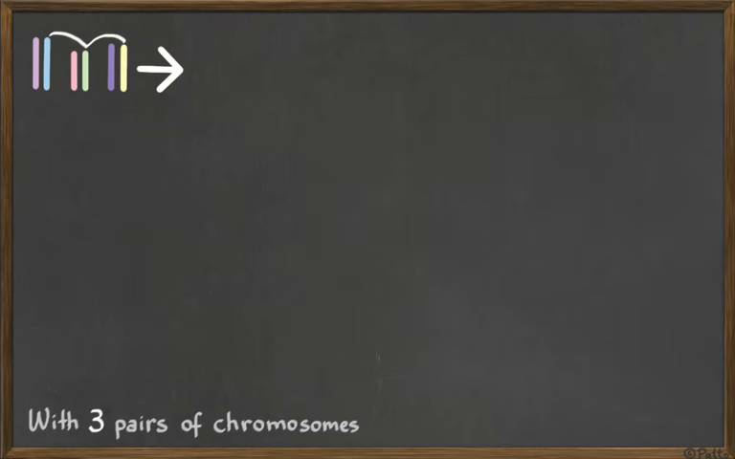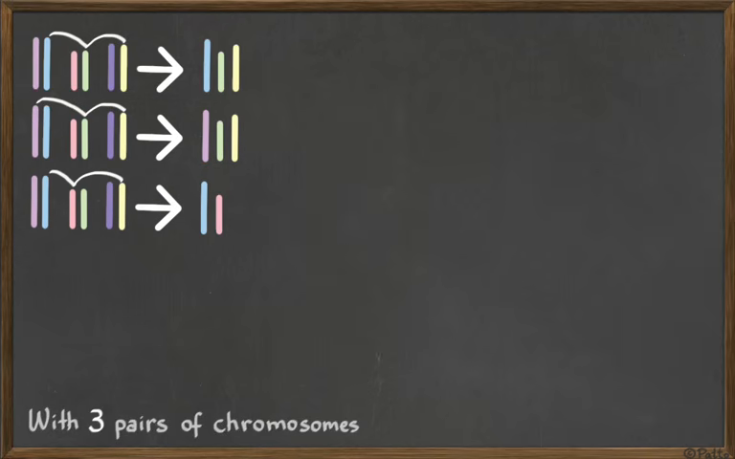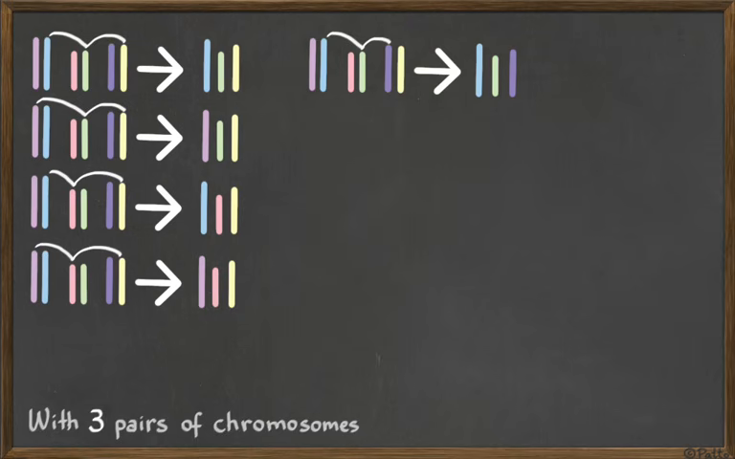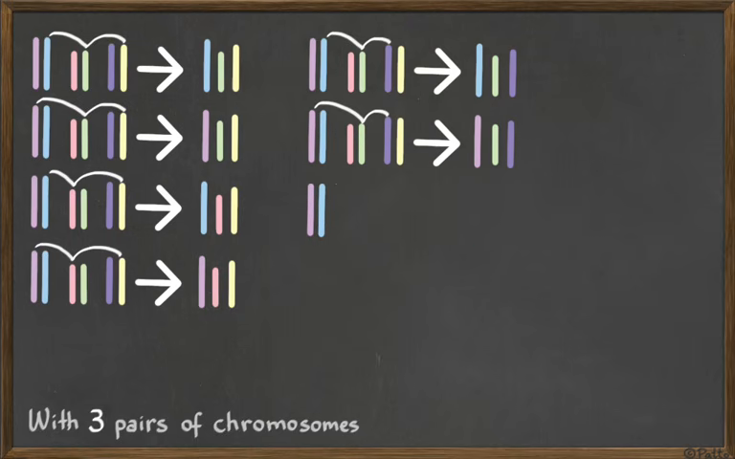How many permutations will be possible if you have 3 pairs of chromosomes? You may have already worked out how many there are, but I'll show you. You can have those combinations, we can have those over there, and those, and those, and those.